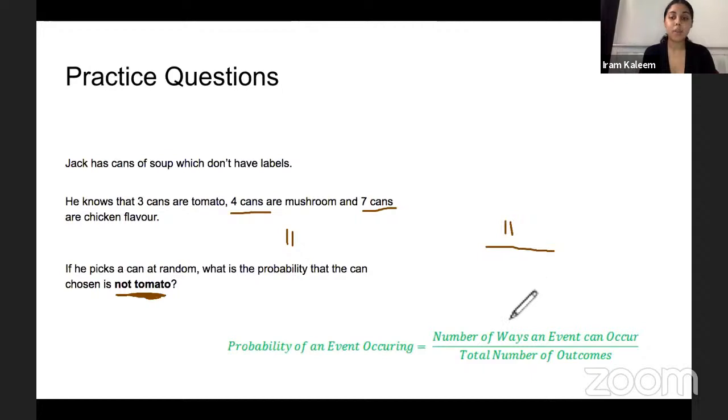We put this out of the total number of outcomes, which will be all the cans in total. So we've got 3 plus 4 plus 7. So we get 11 over 14. That's the probability of picking a can that isn't tomato. Well done if you got that.